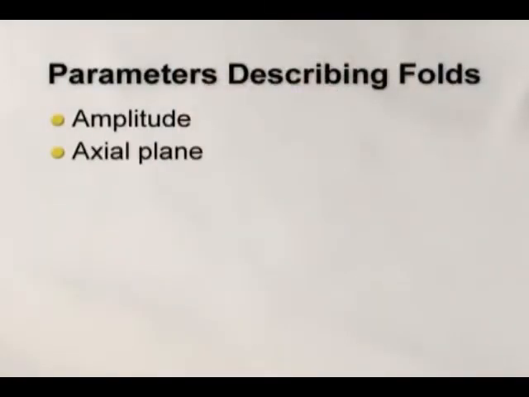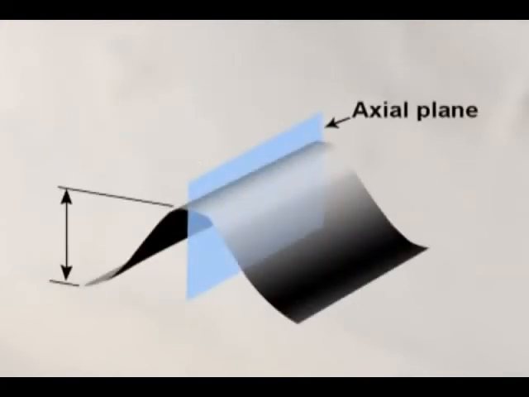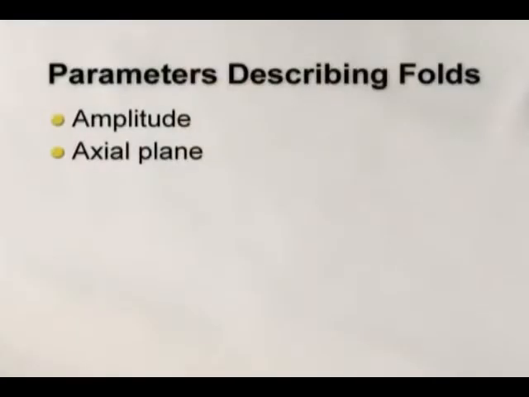Now, what the axial plane is, it's an imaginary plane that attempts to divide the fold along its length into two equal halves. And we'll see the significance of the axial plane whenever we start talking about different kinds of folds. But that's basically what it is. It's just an imaginary plane that is drawn parallel to the length of the fold, which divides it into equal halves.